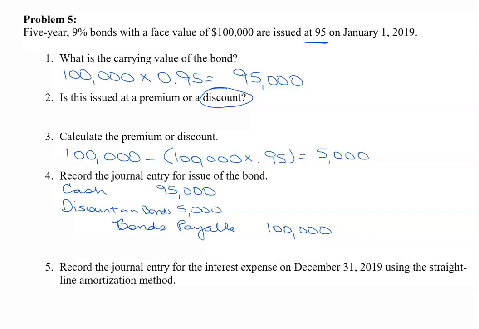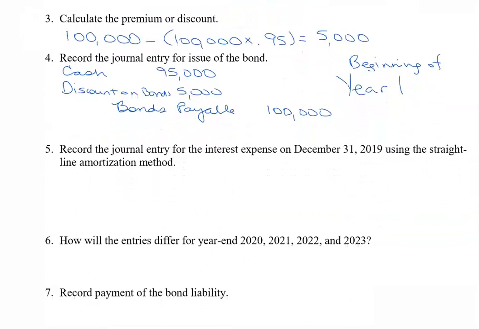So this is a 5-year bond. This is year 1, in the beginning. And at the end of each year, we're going to make an interest payment to these bondholders. And then at the end of the 5th year, we'll pay back the bond. So what would our journal entry be for interest expense at the end of the 1st year? What would it be?